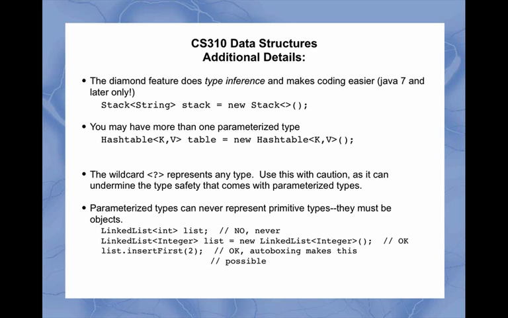Each of these has an object version that matches. The object version of int is Integer, with a capital I. So you must always use the object version for the parameterized types. Now when you're actually using the code, you can insert, for instance, primitive types. In the code given here, we're inserting the int 2 into the linked list, and the casting happens automatically.